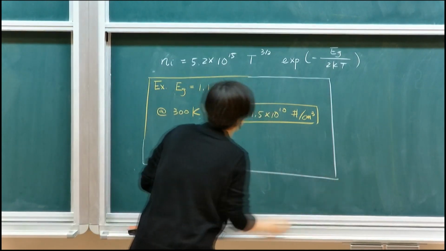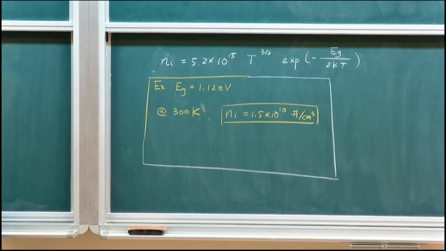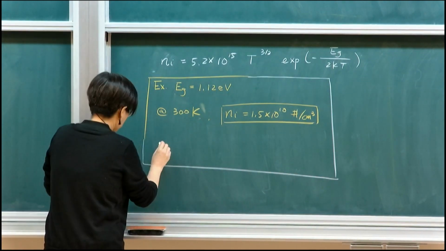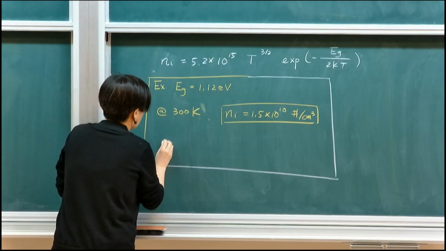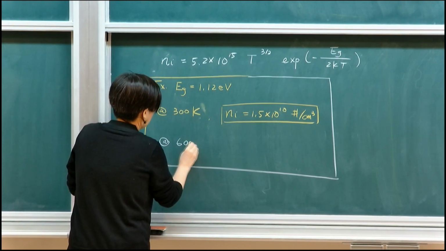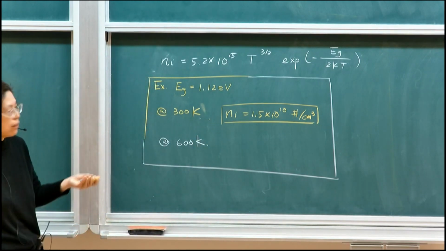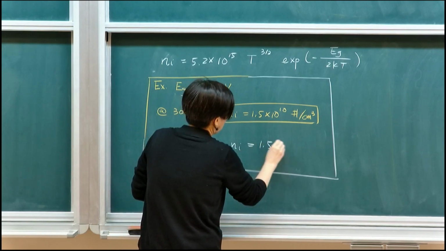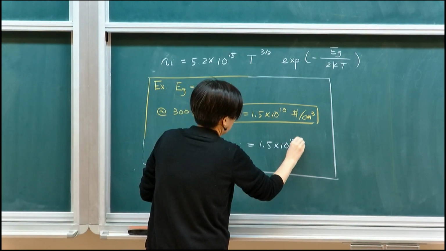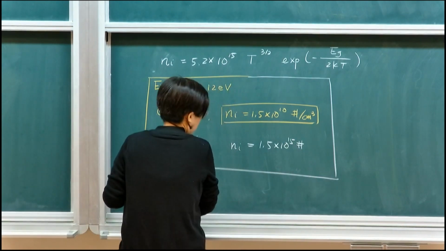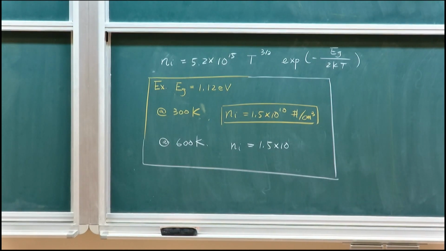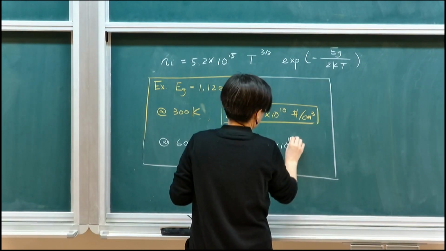But for higher temperature, it will rise exponentially because of the exponential term. If I raise the temperature significantly, like in a rocket, then Ni will equal 10 to the 15. Just want to make sure I get the number right. Yes, 15. It will rise by 5 orders of magnitude.